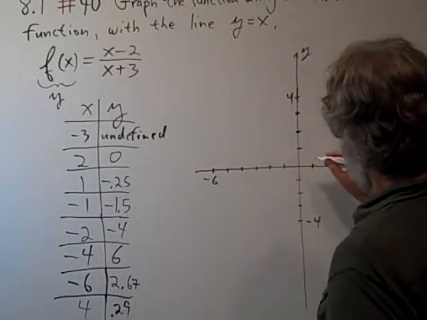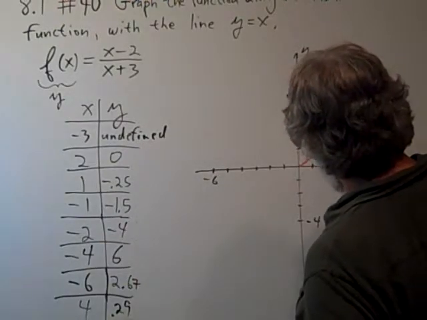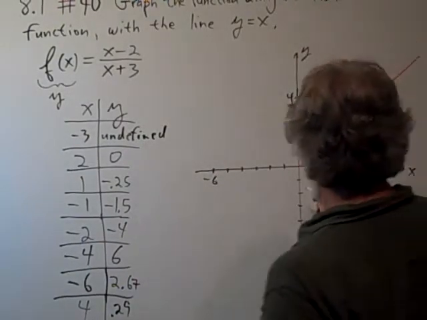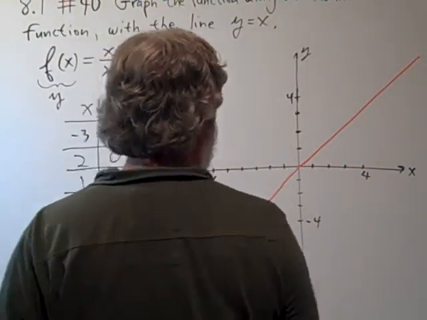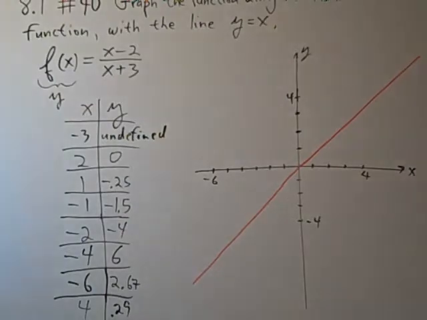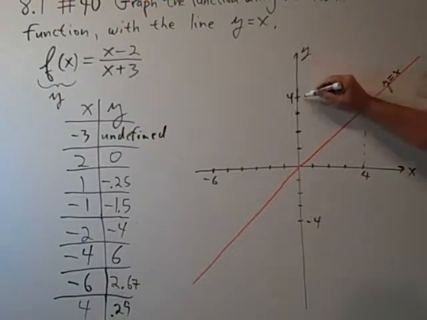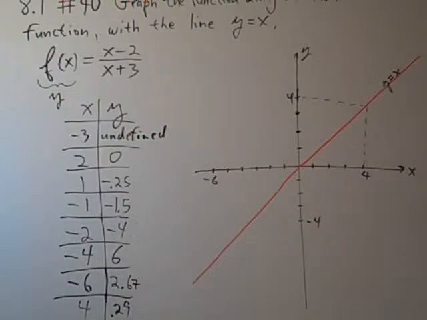So first of all, let me draw on the line y equals x. That's just the diagonal line right through the middle. So there's the line y equals x, where the y coordinates are all equal to their x coordinates. The point 1, 1, the point 2, 2, the point 4, 4. The point 4, 4 should be right about here. Anyway, let's plot the points on the function in black here.